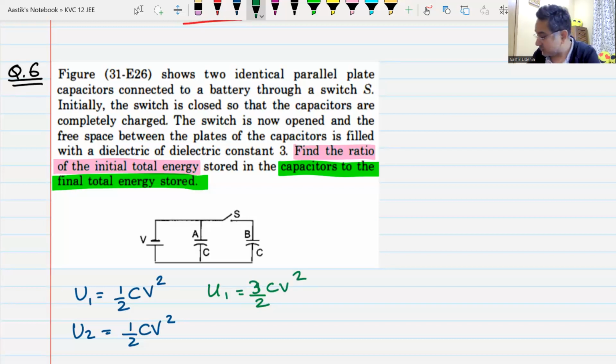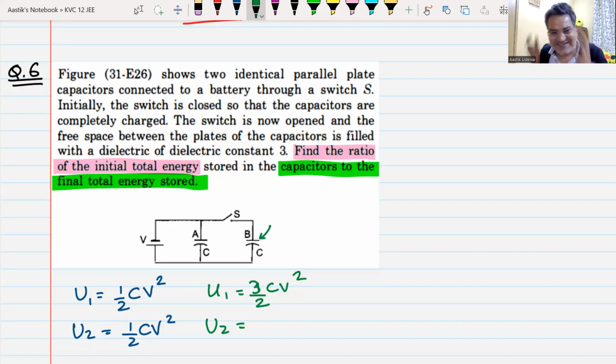And when the second capacitor is isolated, its charge remains constant. On the first capacitor, voltage remains constant. On the second capacitor, charge remains constant. U2. And when the charge remains constant, energy becomes 1 by K.